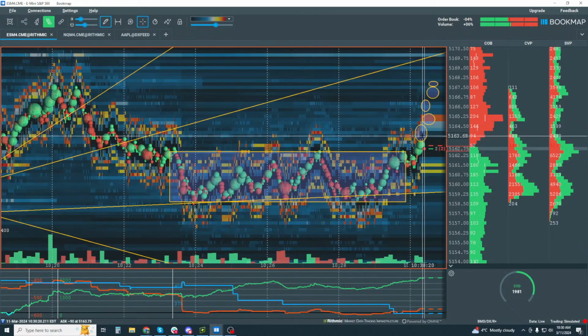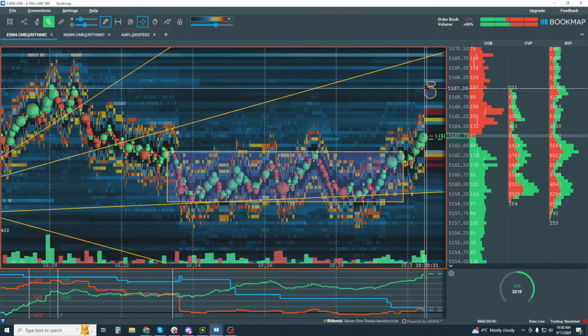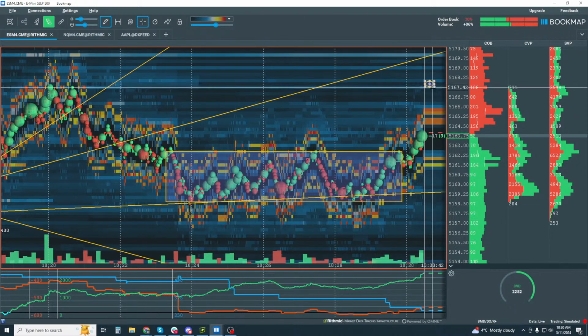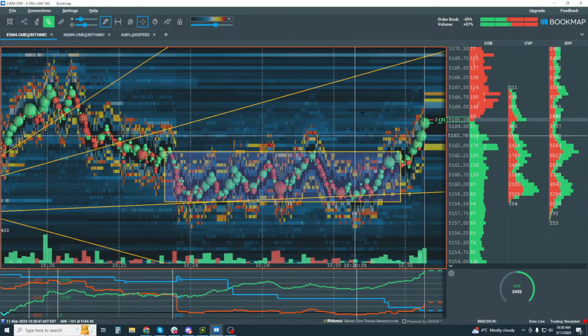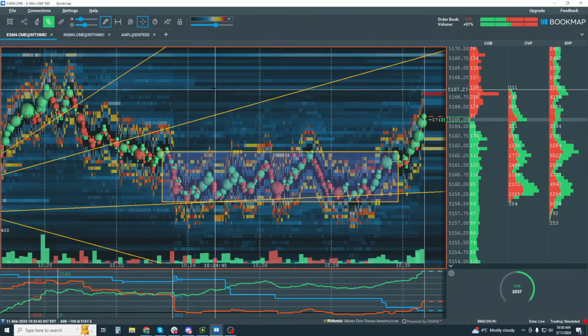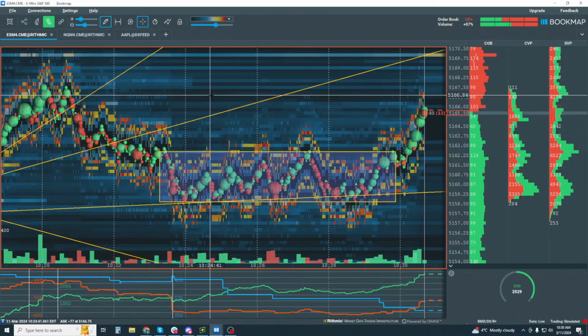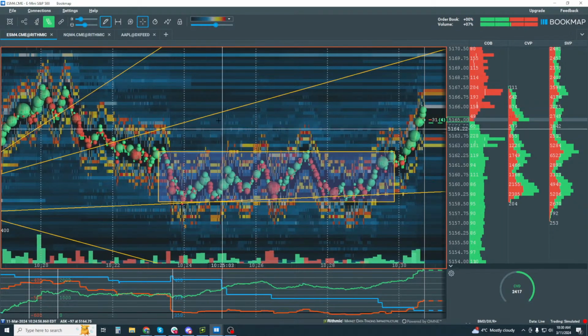Okay, it's starting to pan out, looking pretty good. And looking for that continuation now. So our next stop would probably be up here around this 66 or 67 area here.